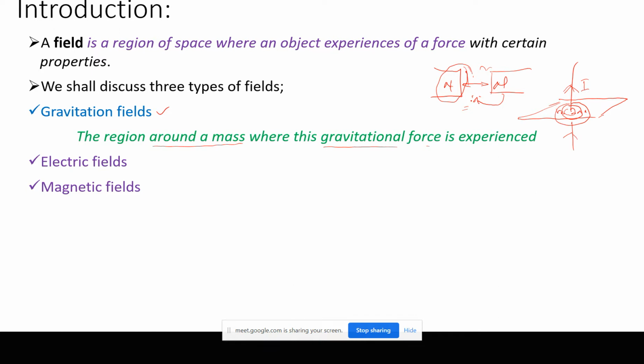these three fields. We shall see the gravitational field, we shall see the electric field, and the magnetic field. So these three types of fields may have similar properties, but they will have some important differences. Maybe we can try to explore some of them later on, but for now, I want us to talk about key definitions and concepts that will be common to all the three types of fields that we are going to study.